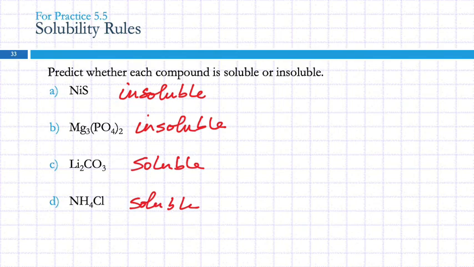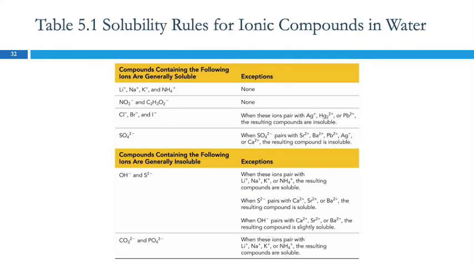So, this is a list that I am not going to give you on an exam. But I'm also not going to try to trick you. But I think if you break it down, it's not that much to remember. A lot of it is just the lithium, sodium, potassium, ammonium. Those guys are soluble. Nitrate and acetate, always soluble. These guys, just got a few exceptions. And then these guys are almost always insoluble.